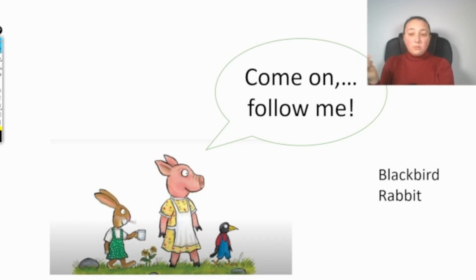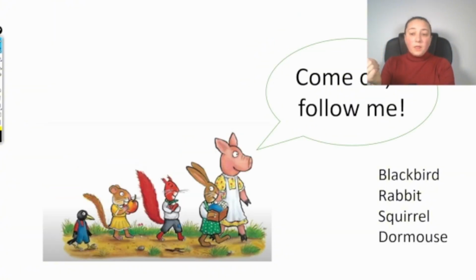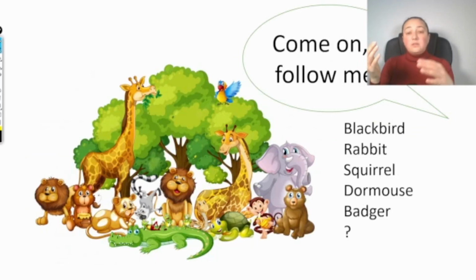The next student, come on, Blackbird, follow me. Come on, Rabbit, follow me. Next, come on, Blackbird, follow me. Come on, Rabbit, follow me. Come on, Squirrel, follow me. You can make it easier, like, come on, Blackbird, Rabbit, and Squirrel, follow me. Then four characters, then 5 characters, and then you're welcome to improvise. You can not only use the animals, of course, and not only those in the picture.